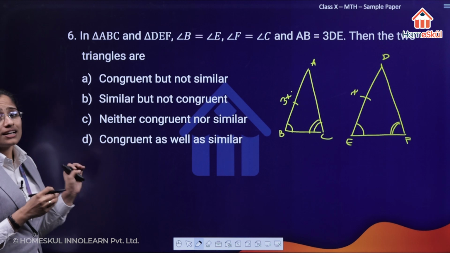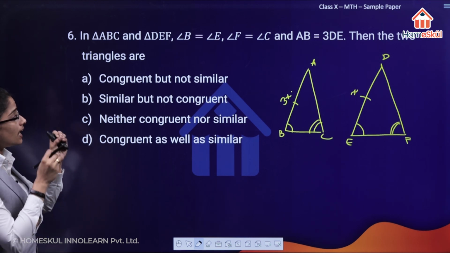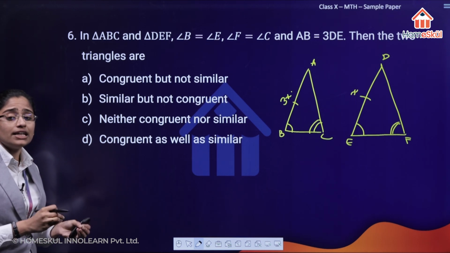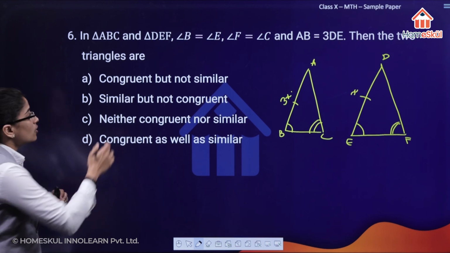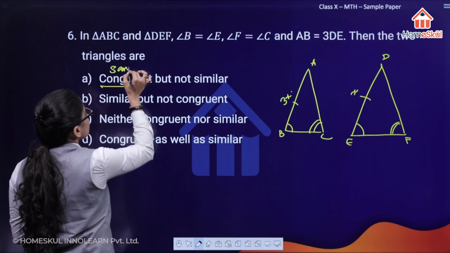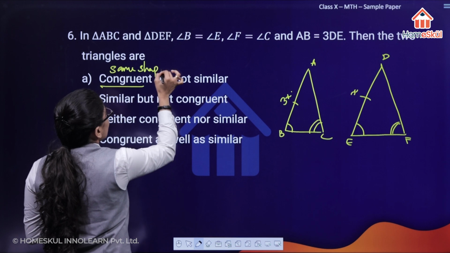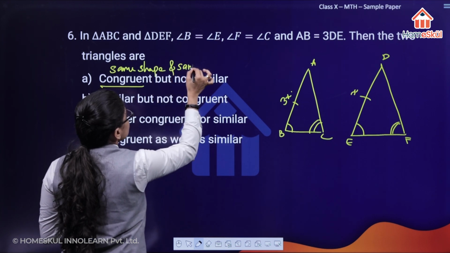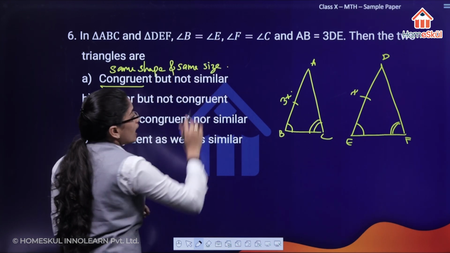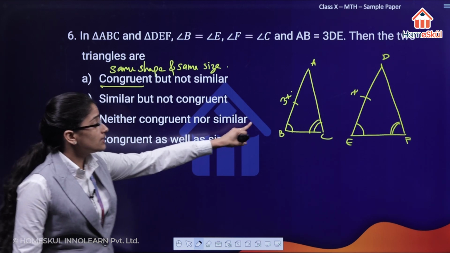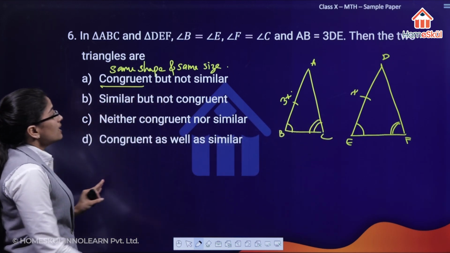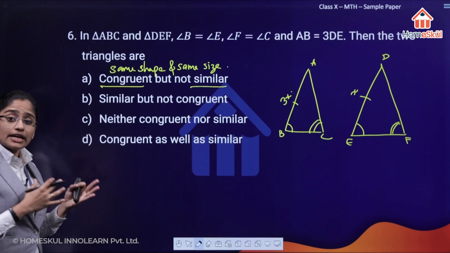So here, are they congruent? Congruent means they are equal in shape and same in size, isn't it? Congruent means same shape and same size. So is this a scenario? Are they in same size? No, the sides are differing, isn't it? But similar means they are in same shape.